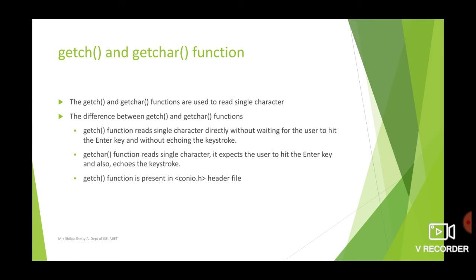Whenever you use the getch function in your program, you need to include a header file called conio.h, that is basically console input output, right? Because the getch function is present in the conio.h header file. Like printf and scanf functions are present in stdio.h. Basically in all the programs we will include the stdio.h header file. But if you are using getch, it is defined in conio.h, so you need to include that header file.